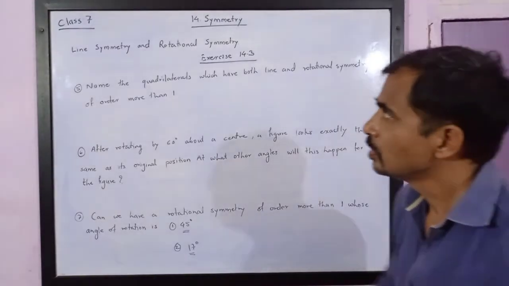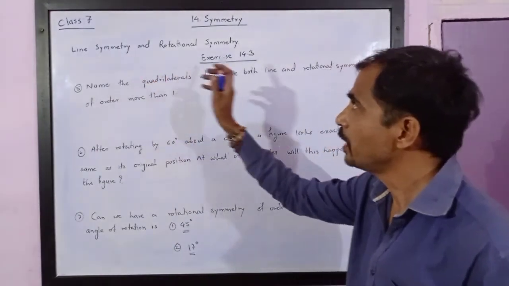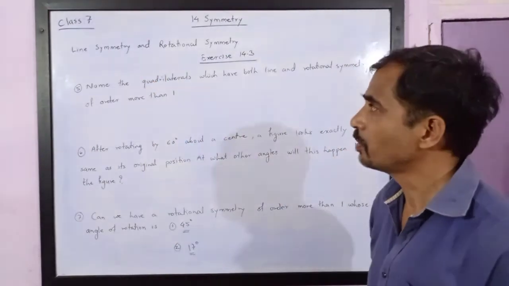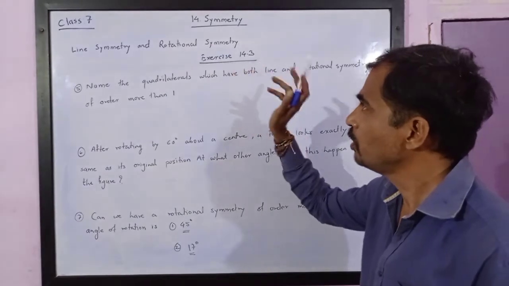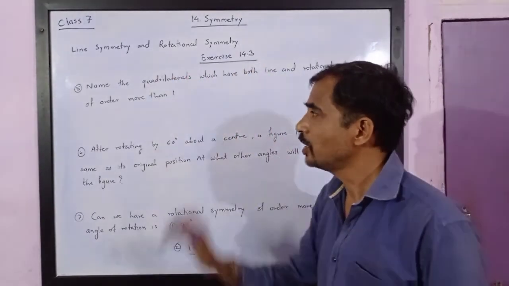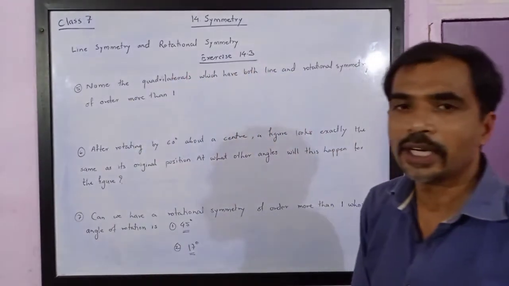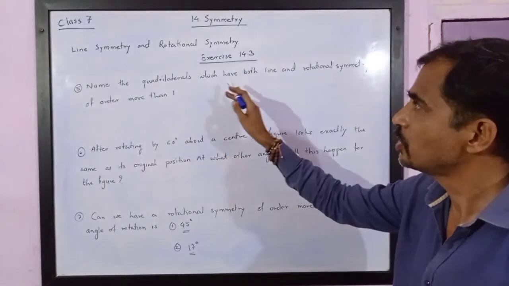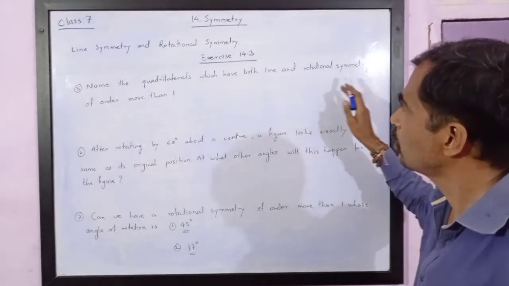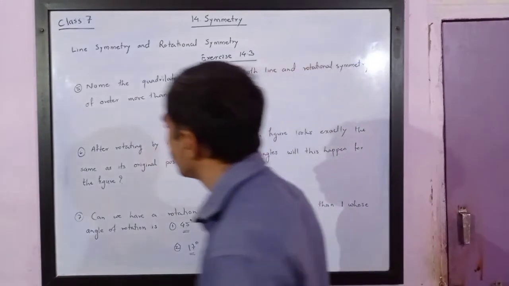Dear friends, we are studying the difference between line symmetry and rotational symmetry of the 14th chapter. From exercise 14.3, we are understanding the difference. Let us understand with some other examples. Name the quadrilaterals which have both line and rotational symmetry of order more than 1.